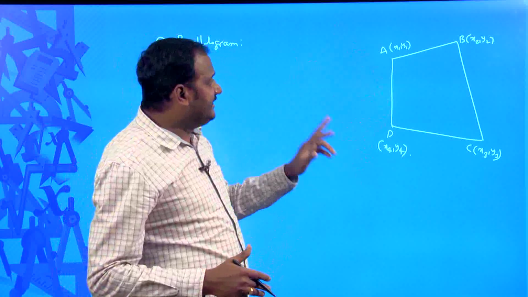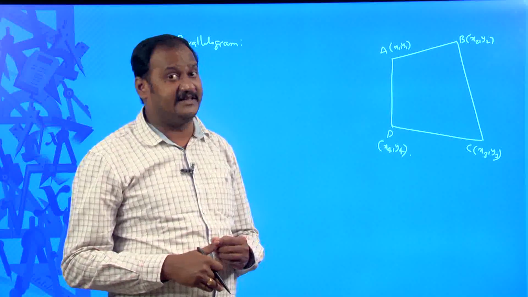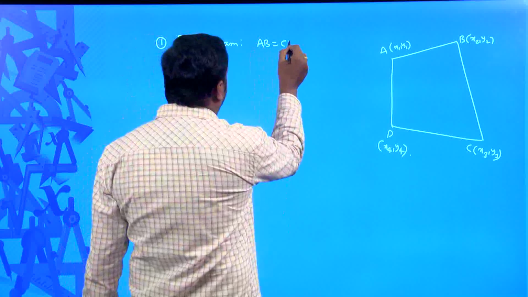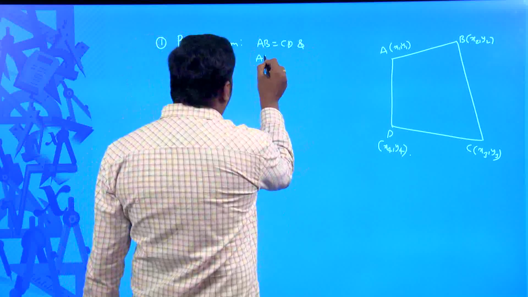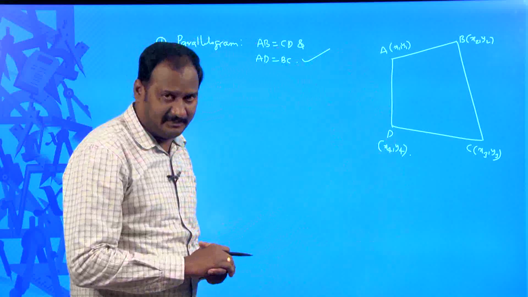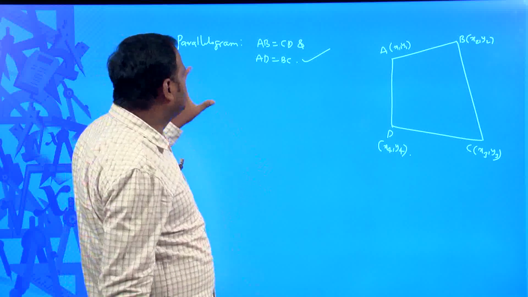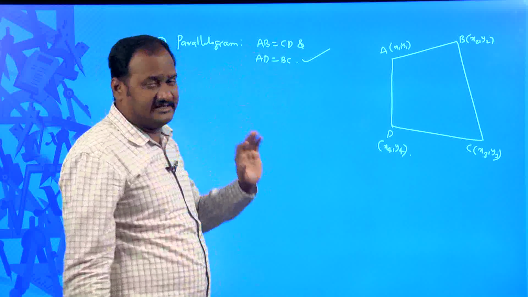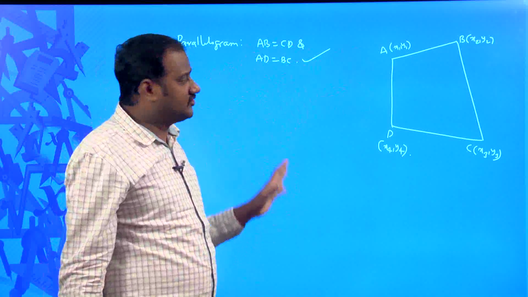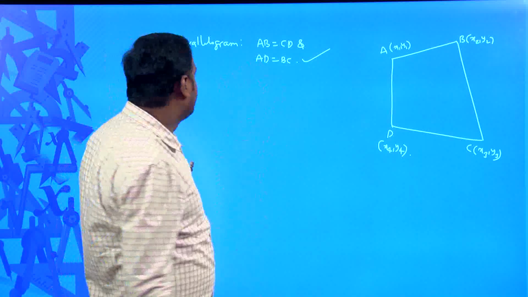See, AB, BC, CD, DA are said to be the sides of the parallelogram, then definitely opposite sides must be equal. Opposite sides means what? AB must be equal to CD and AD must be equal to BC. Then we can say that the quadrilateral is a parallelogram. Since a parallelogram is a very basic fundamental quadrilateral, you just need to prove that AB is equal to CD and AD is equal to BC if you are asked to verify whether they are the vertices of a parallelogram. Nothing else is required. Hope you understand.